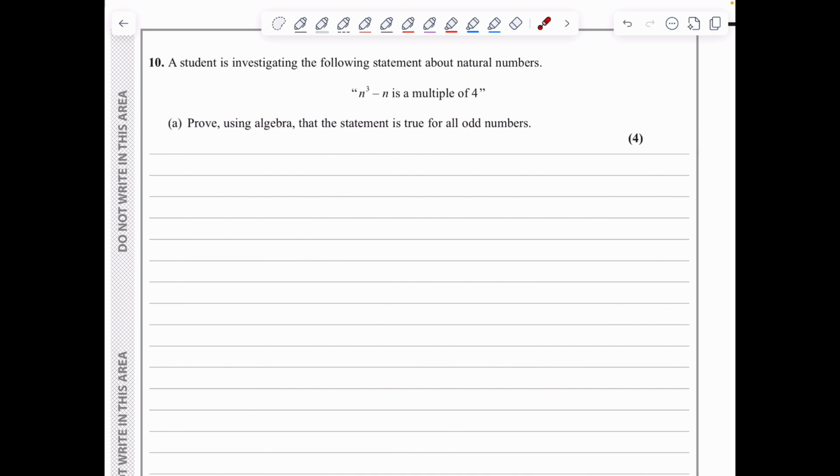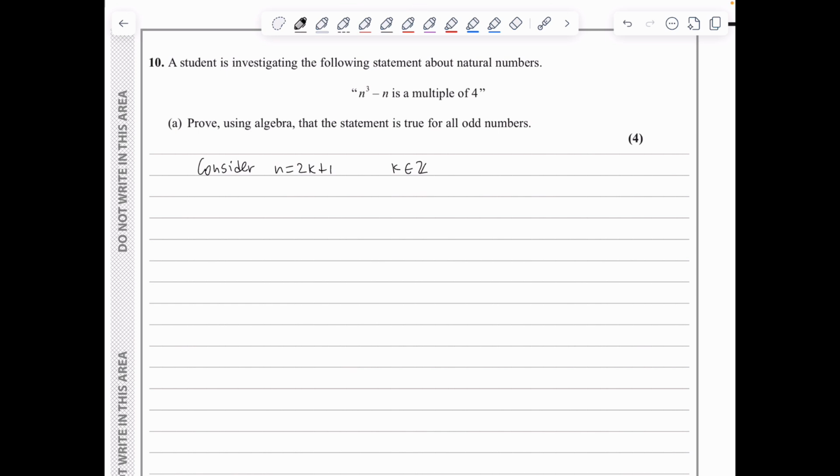Question 10 is on proof. We've got a student who's investigating the following statement about natural numbers. Well, natural numbers are the positive integers. Well, the statement says that n cubed minus n is a multiple of 4, and we need to prove this using algebra being true for all odd numbers. So I will start by saying consider n to be 2k plus 1, where k is an integer. This ensures that we are starting with an odd number.